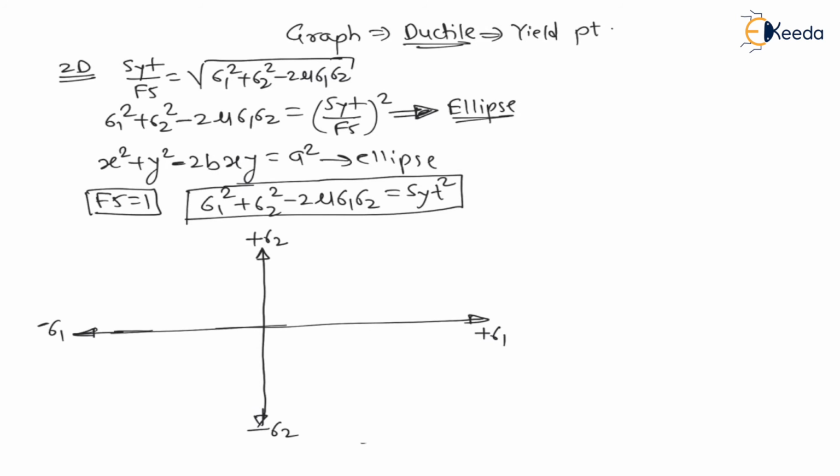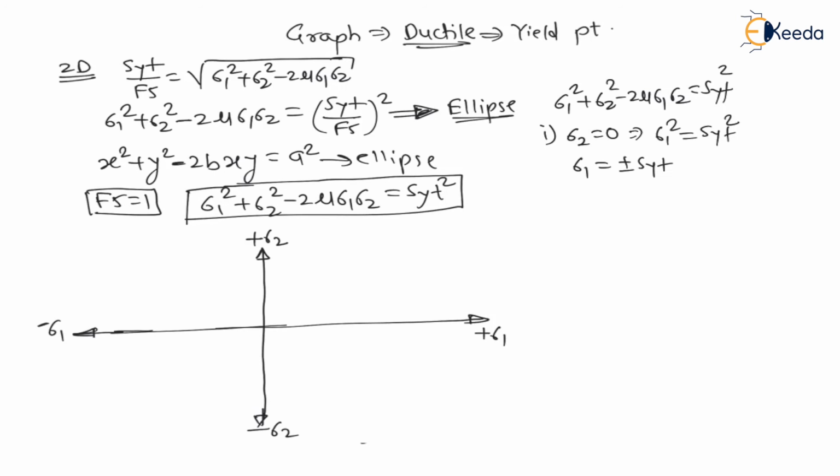Now find sigma 1 and sigma 2. Here in this equation, sigma 1 square plus sigma 2 square minus 2 mu sigma 1 sigma 2 is equal to SYT square, if I put sigma 2 equal to 0 and consider factor of safety equal to 1, then what will happen? I will get the equation sigma 1 square is equal to SYT square. Therefore, sigma 1 is equal to plus or minus SYT. Therefore, we will get 2 points.